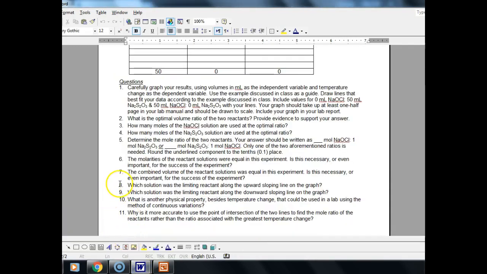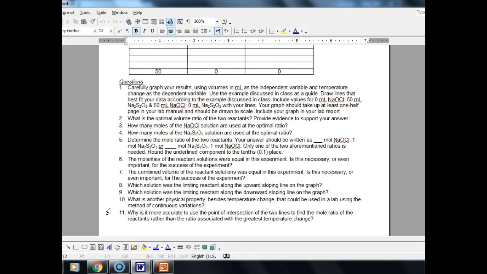So hopefully that helps you with numbers 8 and 9. Number 10, what is another physical property besides temperature change that we could measure in a lab where we varied the amounts of the reactants to determine which ratio would give us our optimal ratio? I will not let you use also the mass of the precipitate because that was given to you in the pre-lab. But anything else you want to come up with that would be some sort of property that you could measure that would not change the products being formed into something new is fair game for number 10.